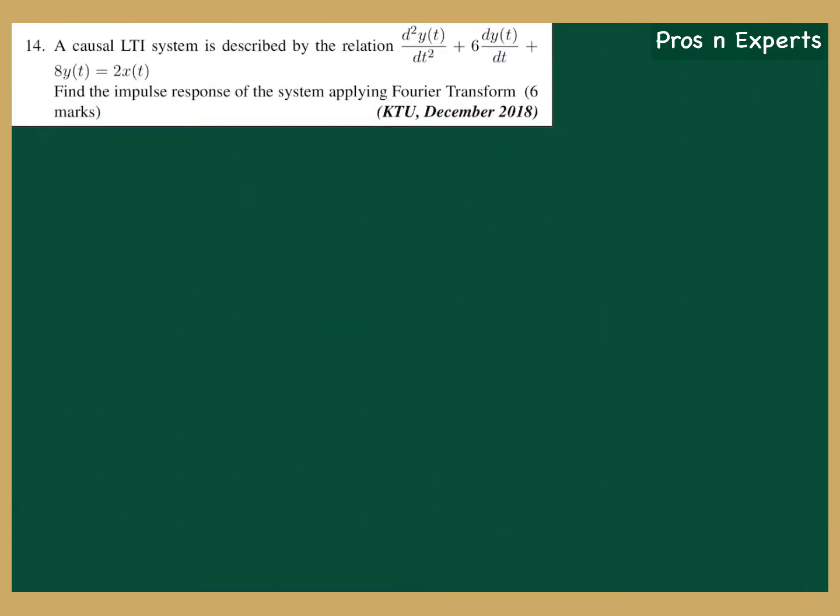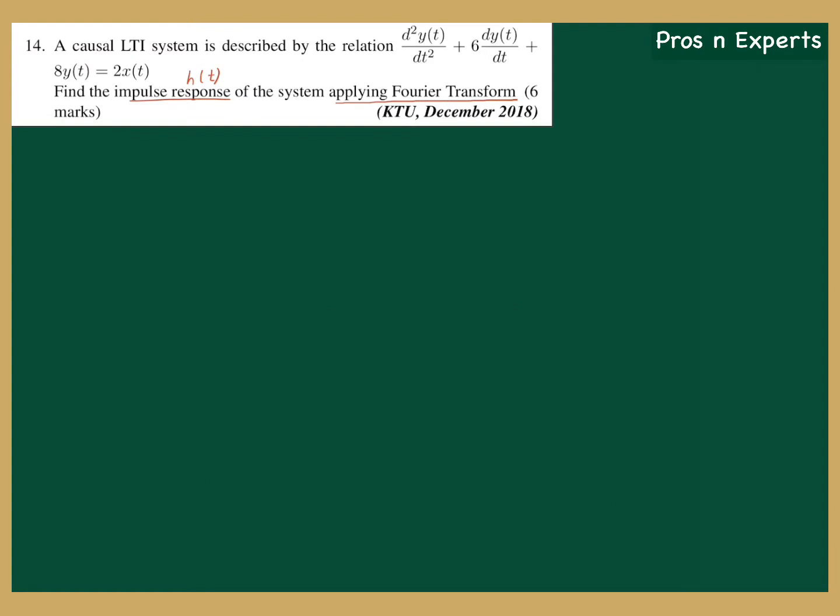Okay, let's start the next question. You're given a causal LTI system described by a second order differential equation, and you have to find the impulse response h of t of the system applying Fourier transform. Okay, underlining applying Fourier transform. So let's start doing this.